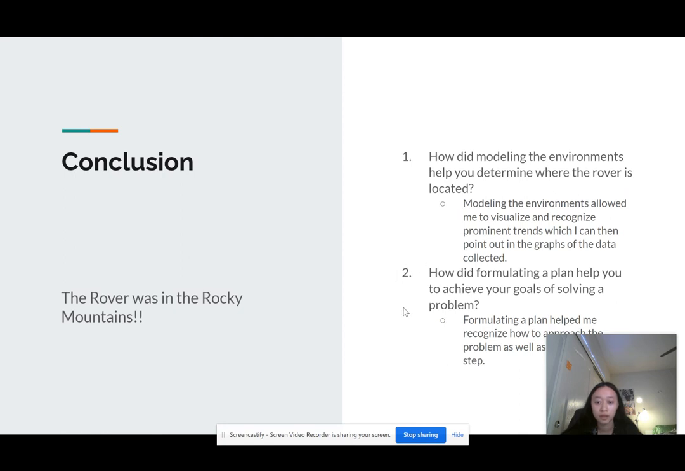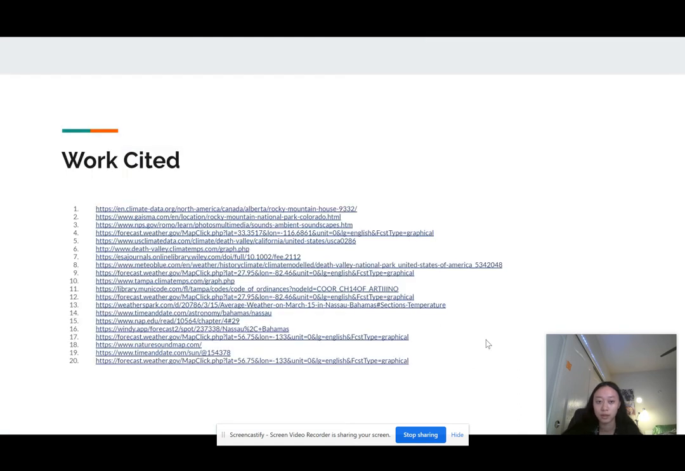The second question, I formulated a plan which helped me recognize how to approach the problem as well as how to organize it step by step. And this is my works cited.